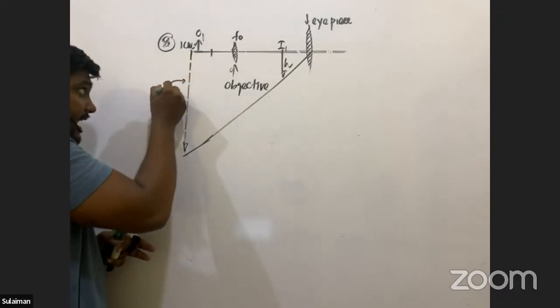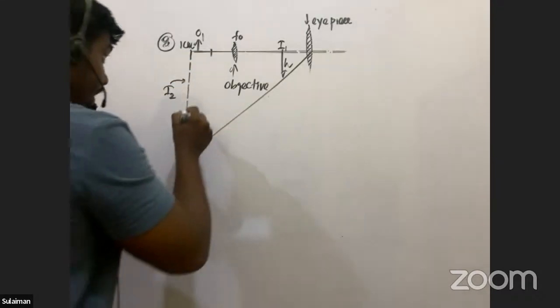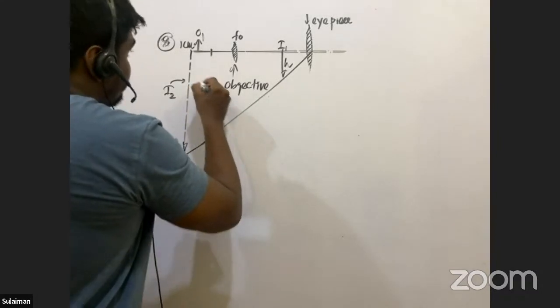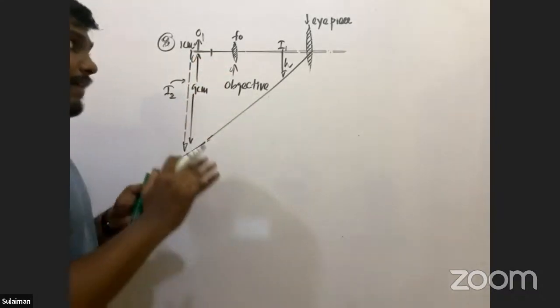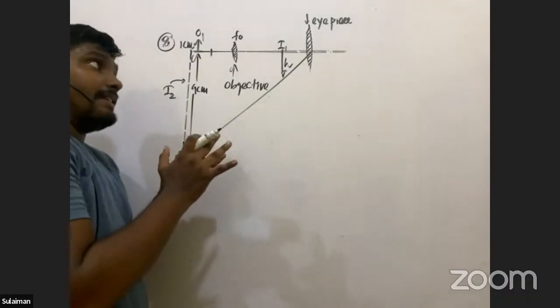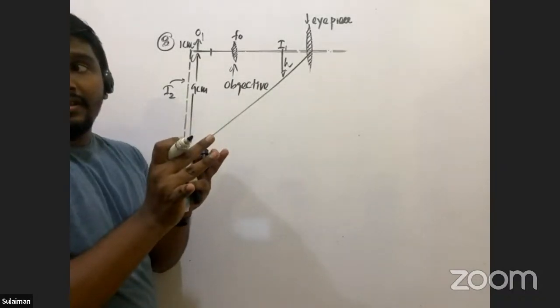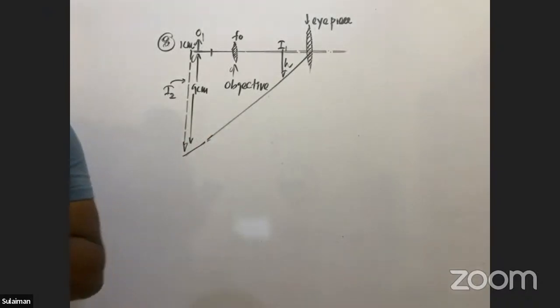In this question, they have given the height of the object as 1 centimeter and the height of the final image as 9 centimeters. They are asking us to find the angular magnification.